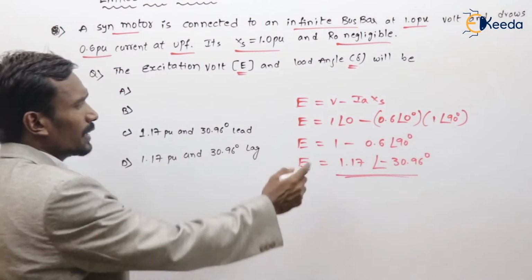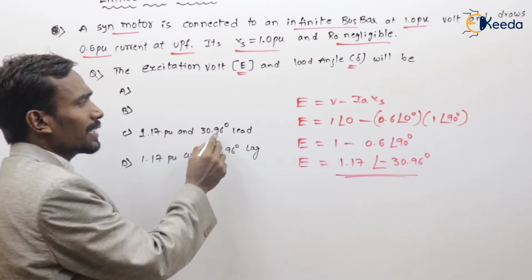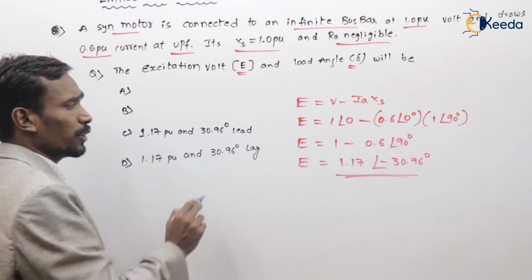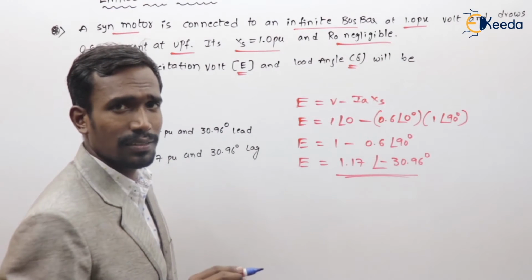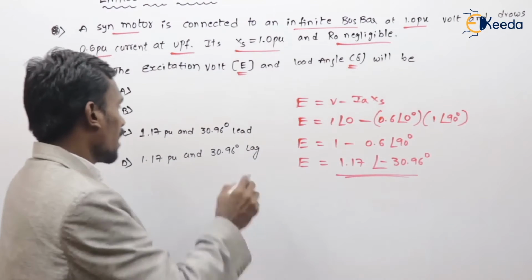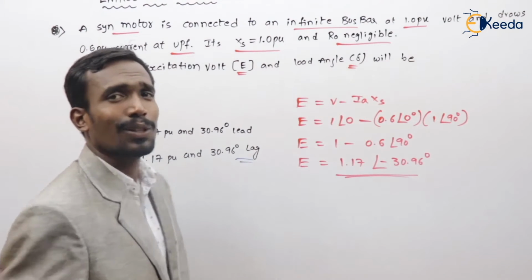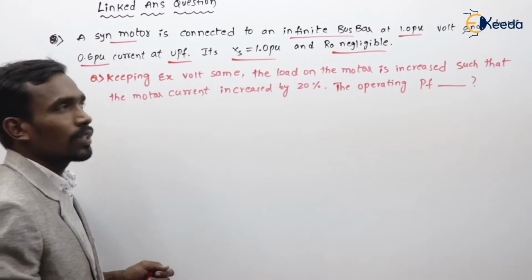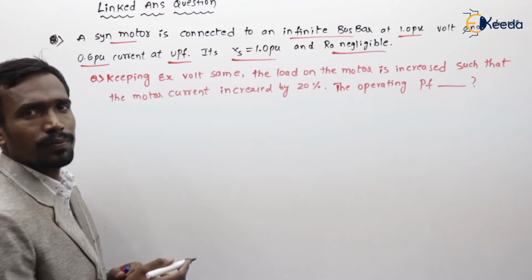Now tell me, what is your answer? 1.17 per unit and 30.96 degrees leading, or 1.17 per unit and 30.96 lagging? Which is the correct answer? Actually, this is the correct answer, because minus represents lagging load. Minus represents lagging load. Be careful.